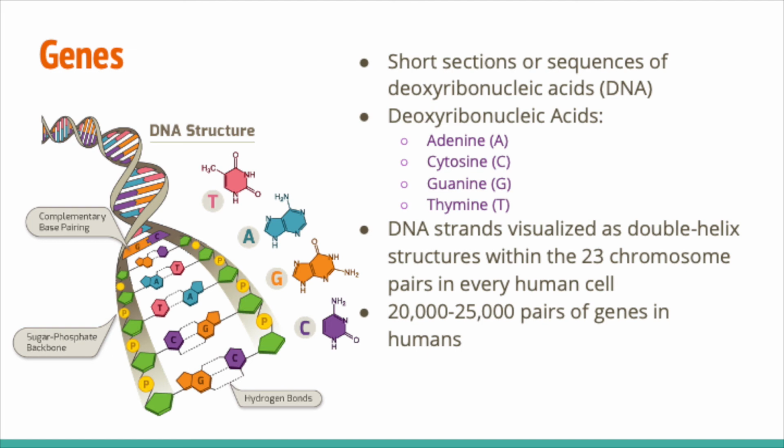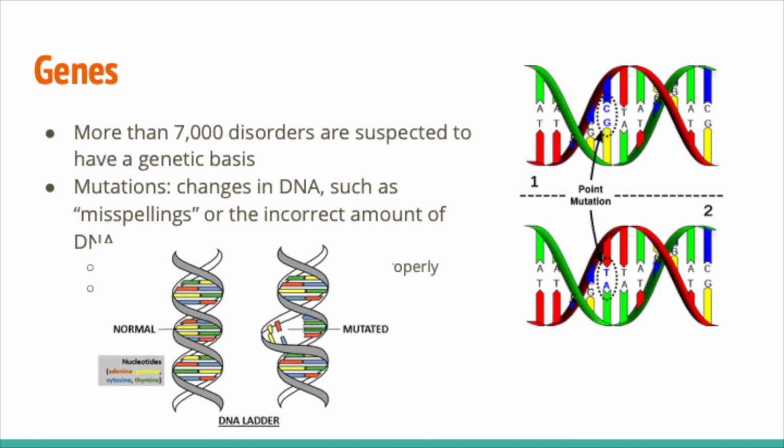DNA strands are visualized as double helix structures within the 23 chromosome pairs in every human cell. And humans have about 20,000 to 25,000 pairs of genes. More than 7,000 disorders are suspected to have a genetic basis, and by that I mean that there are mutations that occur, which are changes in DNA such as misspellings or the incorrect amount of DNA within a person. These mutations can then prevent a gene from functioning properly or contribute to disease.